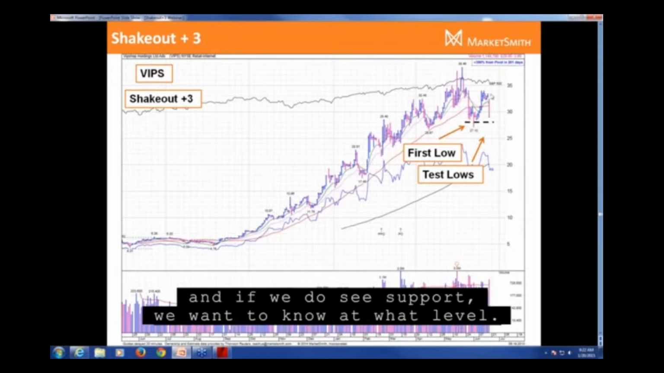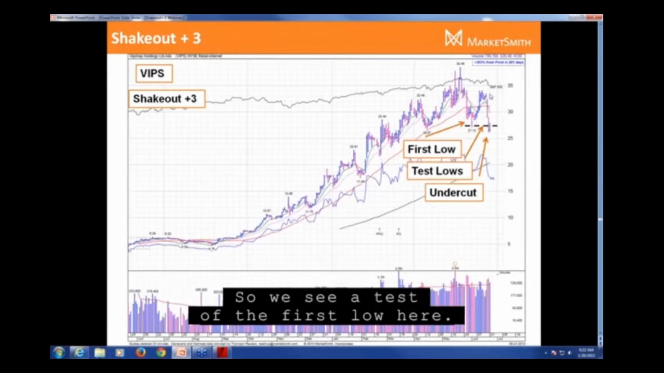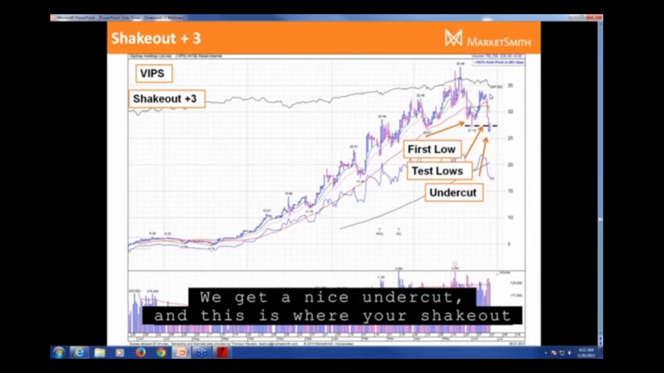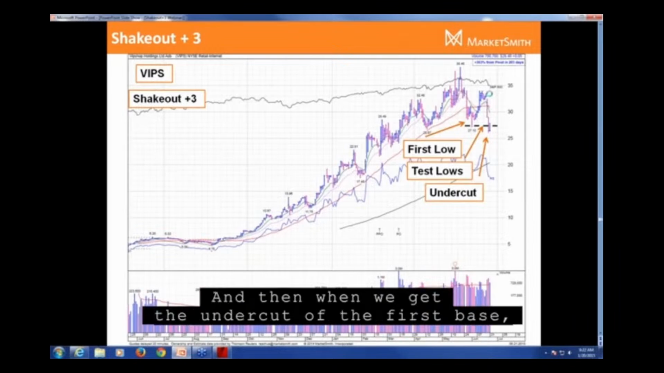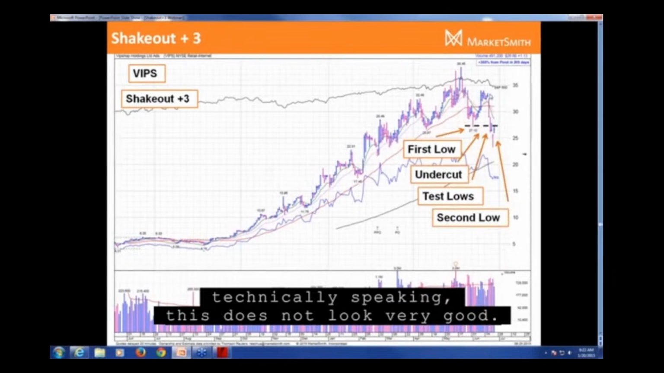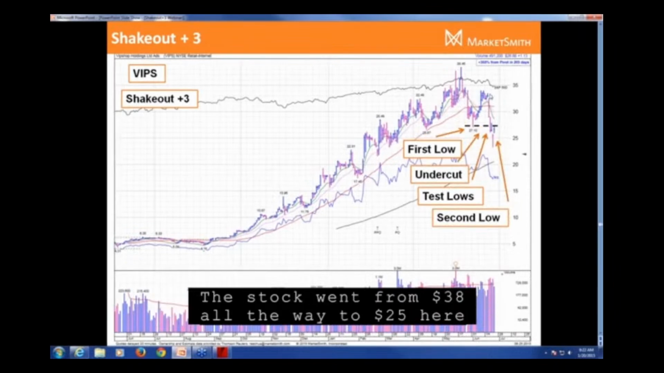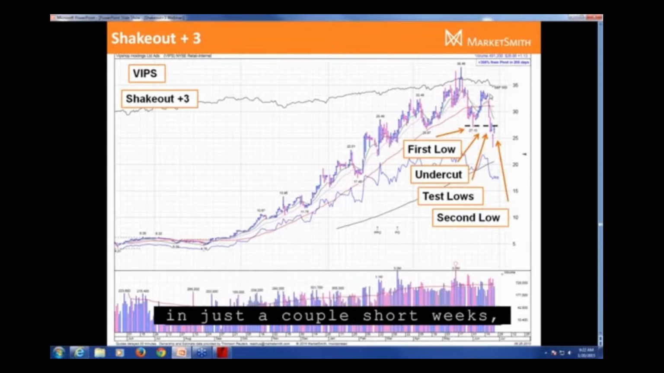And if we do see support, we want to know at what level. So we see a test of the first low here. We get a nice undercut, and this is where your shakeout is occurring, during this undercut. And then when we get the undercut of the first base, technically speaking, this does not look very good. The stock went from $38 all the way to $25 here in just a couple short weeks.